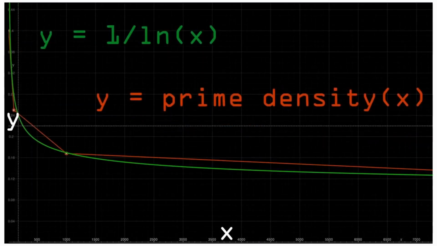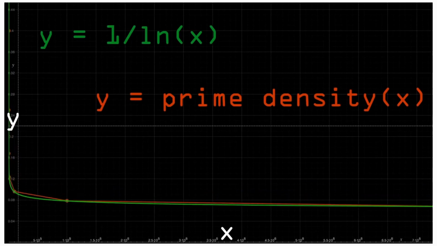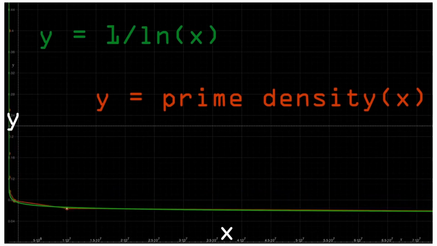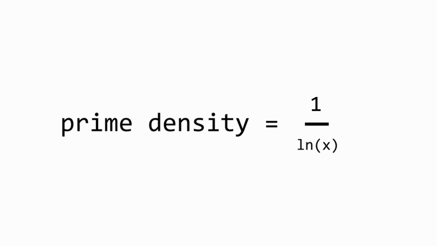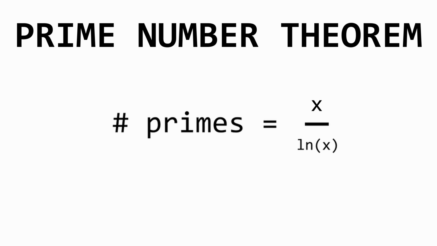And in red is the plot of prime number density up to x. As we zoom out, they approach each other. The further we zoom out, the more accurate the green estimate becomes. We can actually now find the number of primes up to x. Using the formula to find the prime density, if we just multiply our answer by the size x, we get x over ln x as our approximation. This is the prime number theorem.